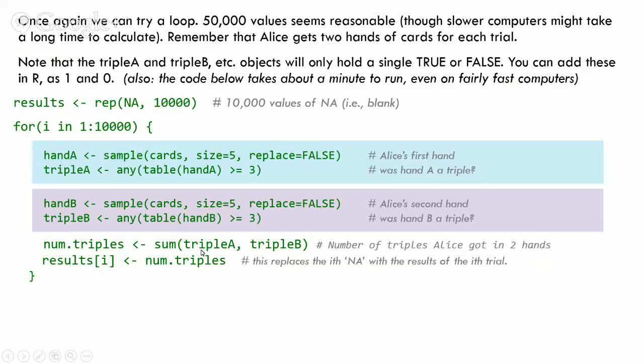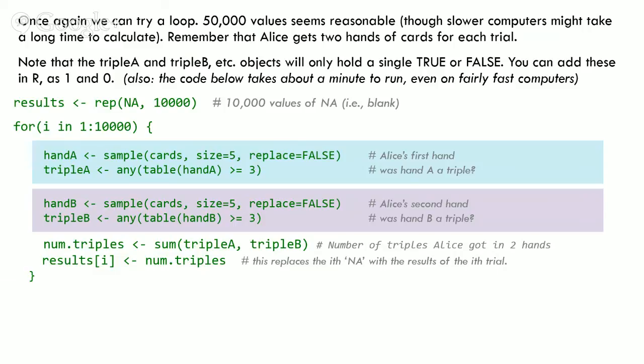Triple B is going to be a true or false. But R, like many computers, treats true or false like numbers. A true is like a 1, and a false is like a 0. So if you sum things that are true and false, you'll get a 0, a 1, or a 2, because it'll be a 0 and 0, or 0 and 1, or 1 and 1. And then the results, remember there are 50,000 of these, or 10,000, whatever. I'm going to have 50,000. Whatever number of results we are on in the loop, I'm just going to put the number of triples there. So this is going to give us, you'll see, 50,000 values. So I'm going to paste that sucker in.